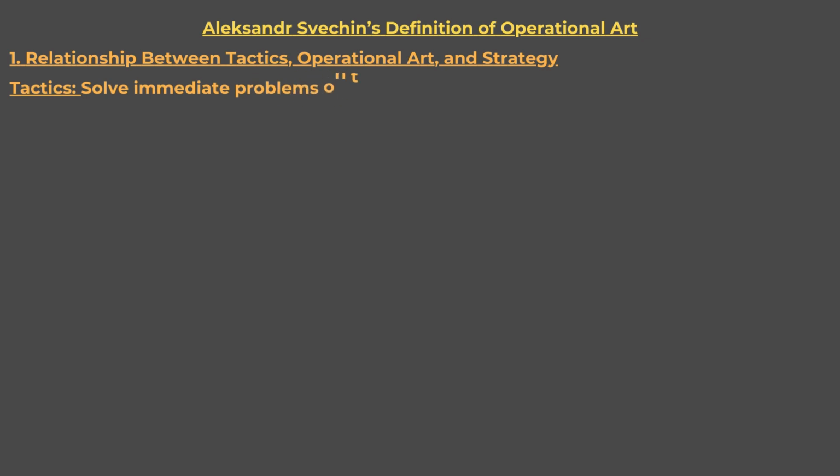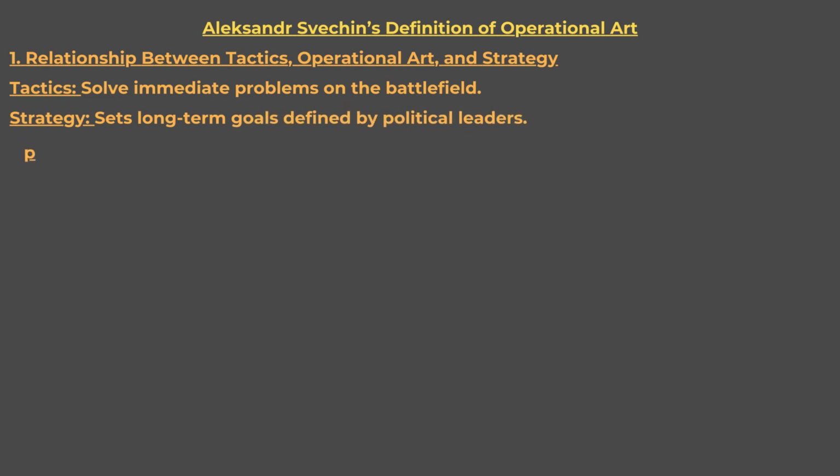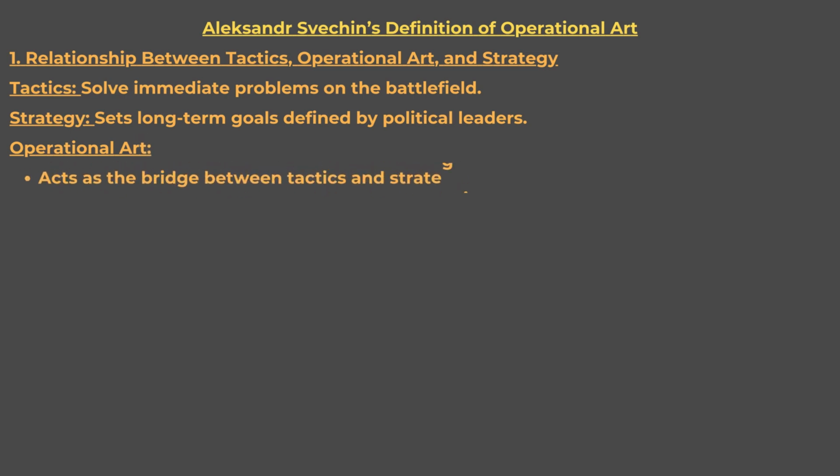Part 1. Aleksandr Svechin's definition of operational art. Svechin clearly defined the relationship between tactics, operational art, and strategy. Tactics solve immediate problems on the battlefield, the here and now. Strategy sets long-term goals. These are defined by political leaders.